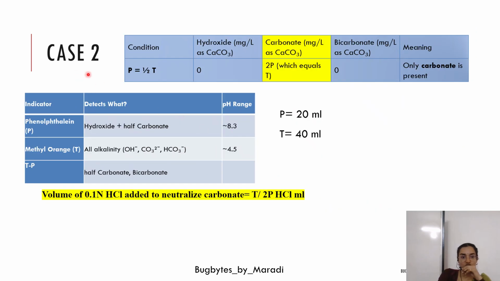The next case, case 2. P is equal to half of T. So P is equal to half of T. It indicates that there is no hydroxide, there is only carbonate and there is only bicarbonate.